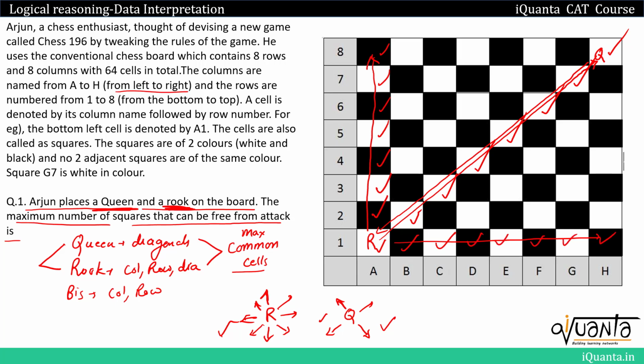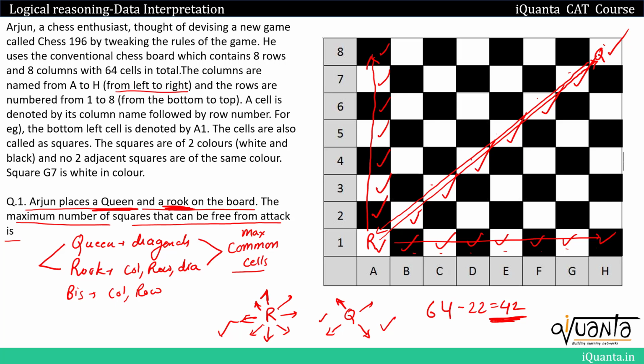Now we know that in total we have 64 cells on the whole chessboard. So we'll deduct the number of cells that are under attack. So we have 1, 2, 3, 4, 5, 6, 7, 8, 9, 10, 11, 12, 13, 14, 15, 16, 17, 18, 19, 20, 21, 22. We have 22 cells that are under attack. Wherever I have put a check mark, all those cells are under attack. So 64 minus 22 gives me 42. Maximum 42 cells will be free from attack. So 42 will be the correct answer to this question.